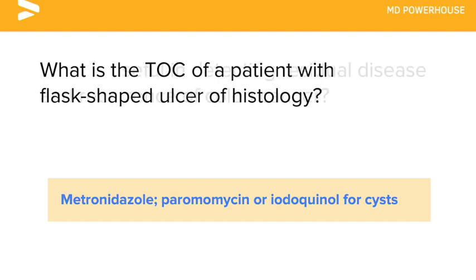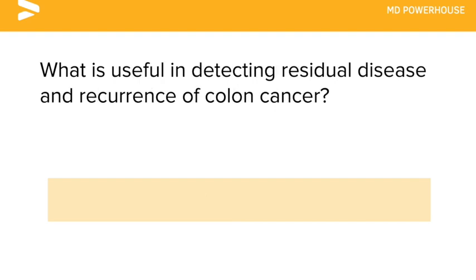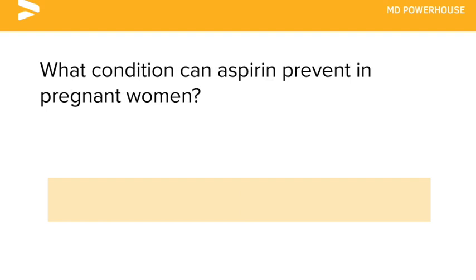What is useful in detecting residual disease and recurrence of colon cancer? CEA levels. So knowing tumor markers is another high-yield concept. For example, if you have elevated CA19-9, you'd think of a pancreatic cancer. Or an elevation of beta-HCG could be due to a choriocarcinoma. What condition can aspirin prevent in pregnant women? Preeclampsia.